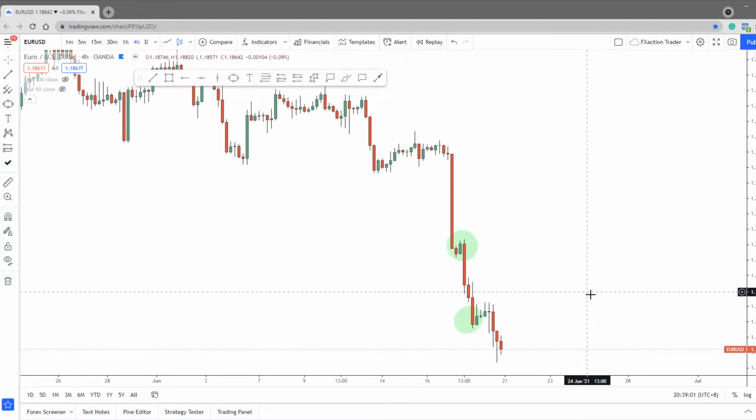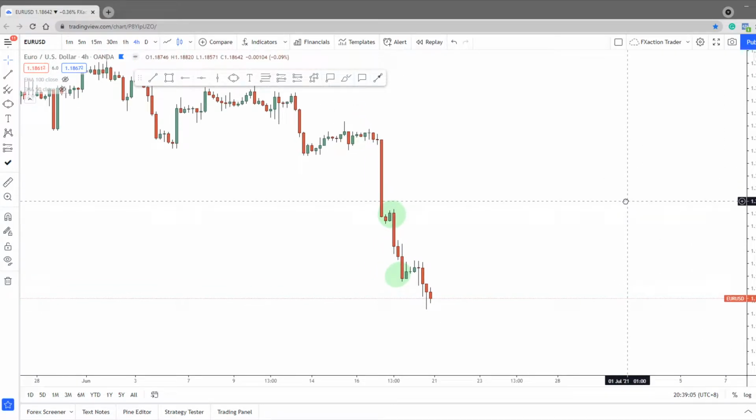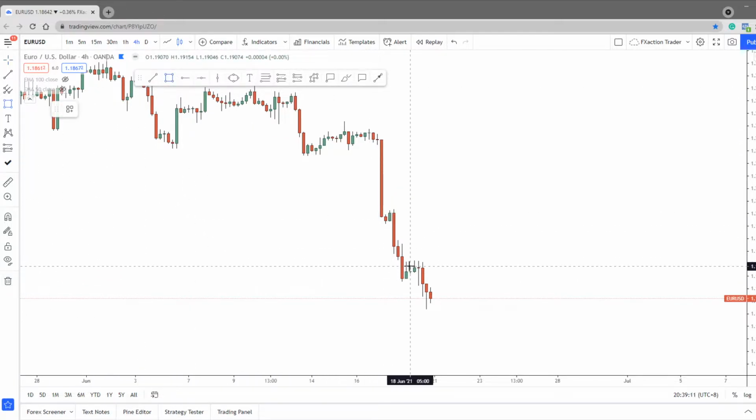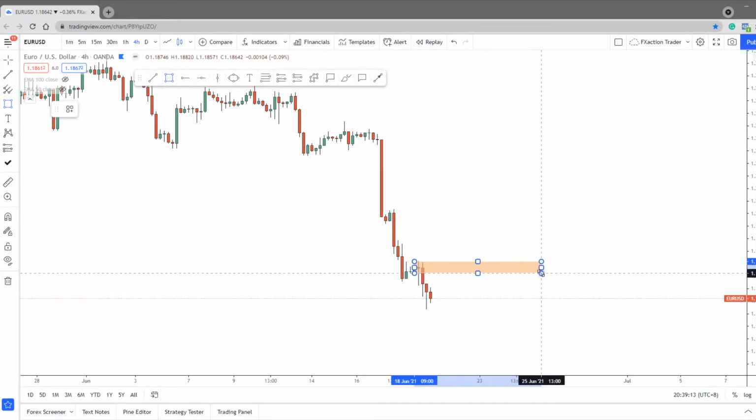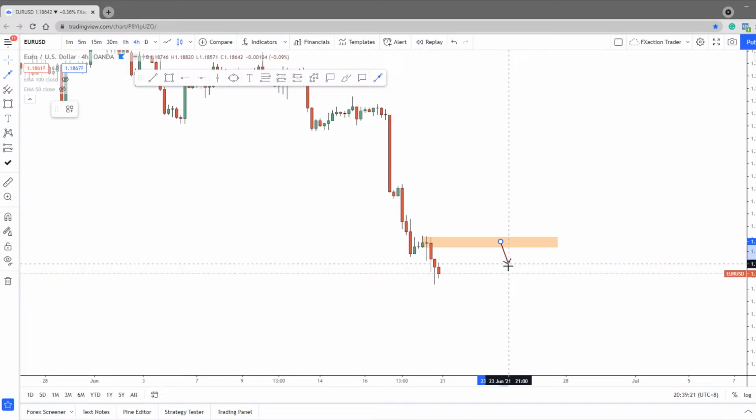So the next thing we have to do is find out the key level for us to look for our trade. So on Euro Dollar, based on the H4 chart, we can see that the market might pull back to this nearest lower high area, or this nearest swing point area, and continue to drop.